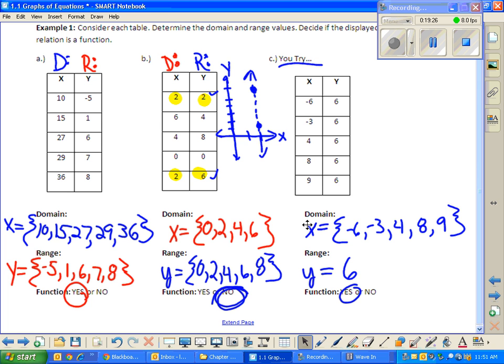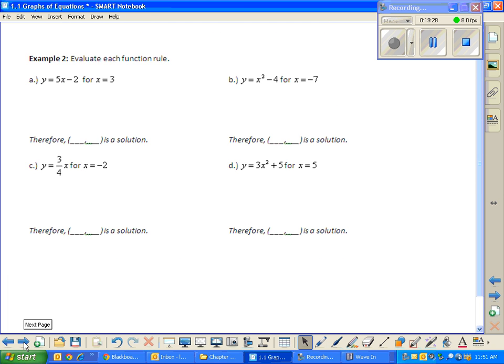I did give you order of operations problems in the warm-up today. That was for this guy. What we're going to go ahead and do is begin to identify solution points for a function. All you're going to do is take the value of x, plug it into the function, and produce a point for me, an ordered pair. So let's take a look at part A right here. We have y equals 5x minus 2 for when x equals 3.